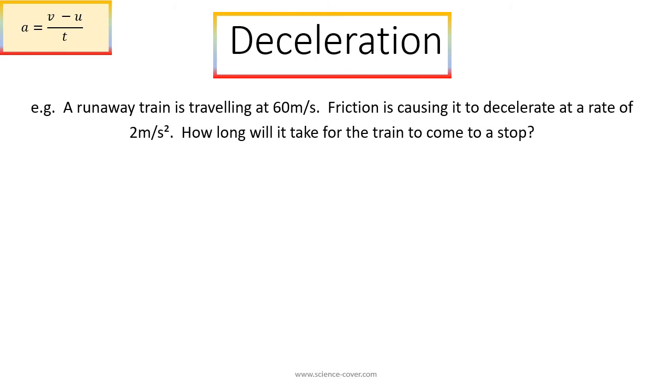In this example, a runaway train is travelling at 60 meters per second. Friction is causing it to decelerate at a rate of 2 meters per second squared. How long will it take the train to come to a stop? So in this question, we're looking for a time. And we know that time is equal to v minus u divided by a.